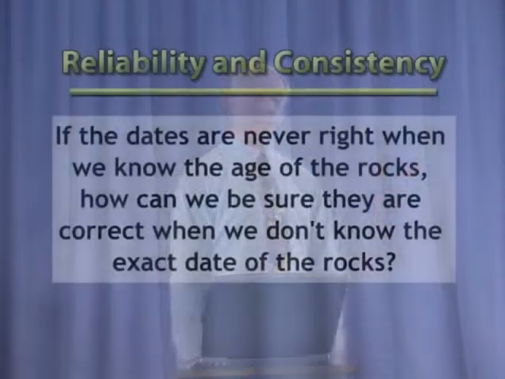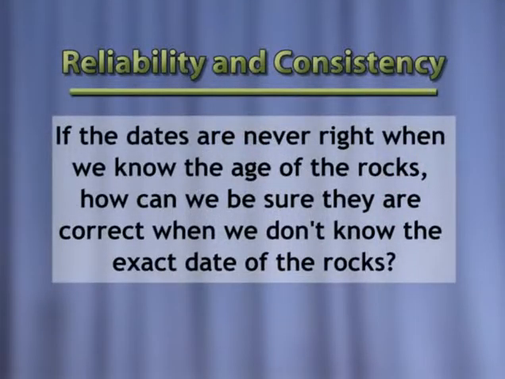So how reliable is radiocarbon dating, radioisotope dating? Well, if the dates are never right when we know the age of the rocks, how can we be sure they are correct when we don't know the exact date of the rocks? You see, the trustworthiness of radioisotope dating is not there. Every time we know the age of a rock, the radioisotope dating never works. So how could we trust it when we don't know the age?